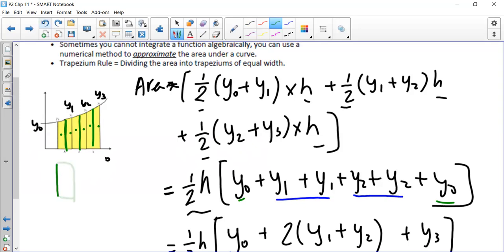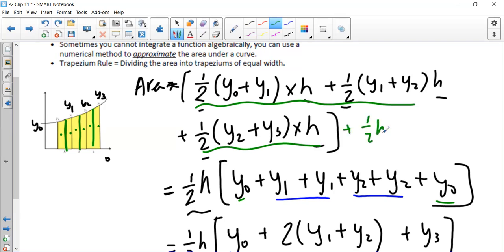No, anyway. So what can we do? Well, imagine we've split into 6 strips. How would the first step change? Well, we've got more terms, haven't we? We've got half h times (y3 plus y4), plus half h times (y4 plus y5), and then plus half h times (y5 plus y6).